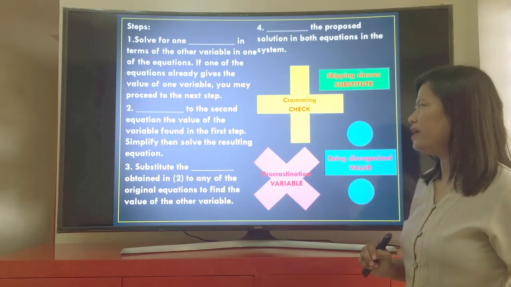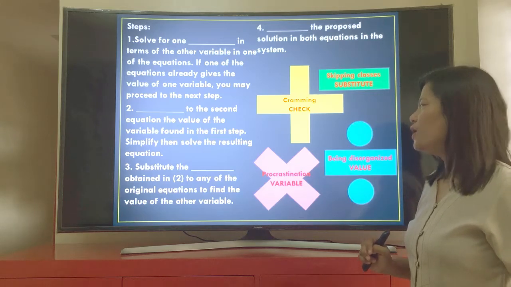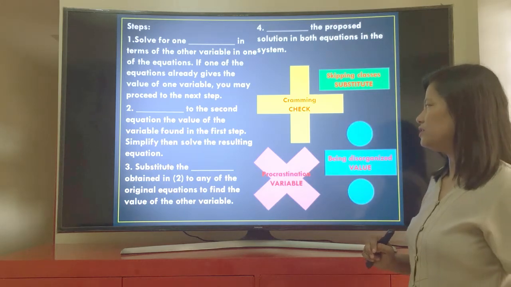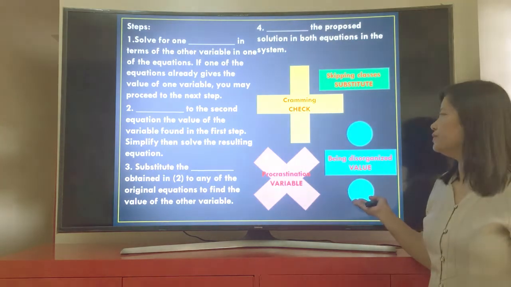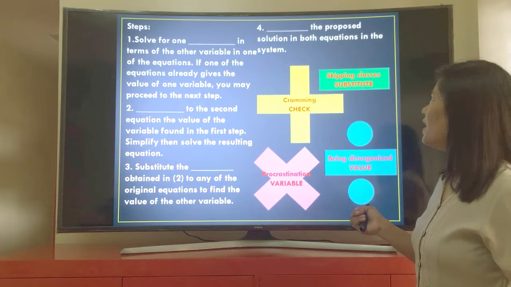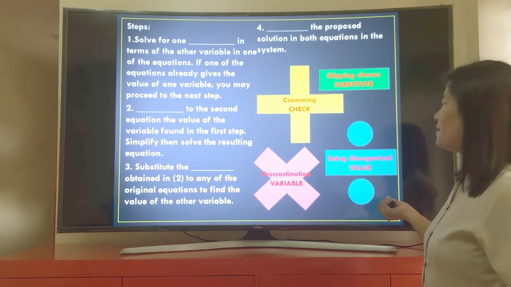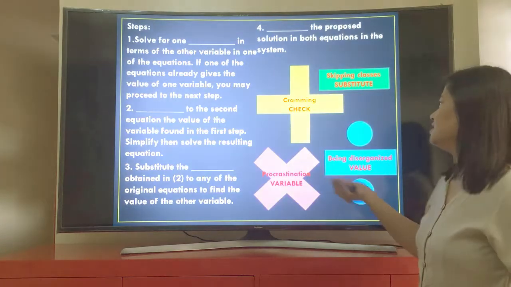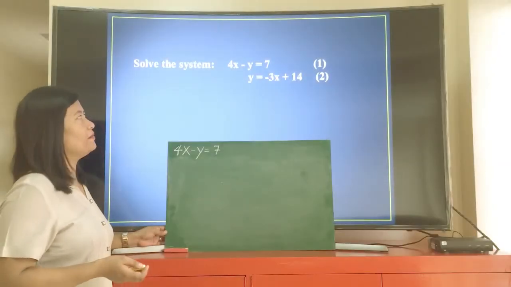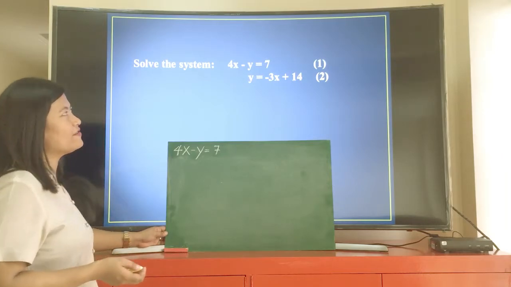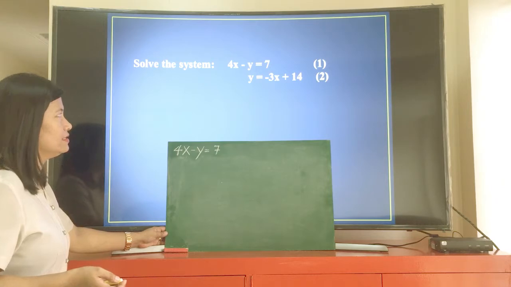Number 3. Substitute the blank obtained in step 2 into any of the original equations to find the value of the other variable. The answer is value. And number 4. Blank the proposed solution in both equations in the system. The answer is check. Let's solve the system 4x minus y equals 7 and y equals negative 3x plus 14.